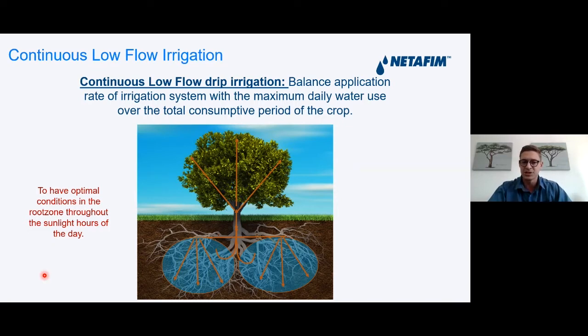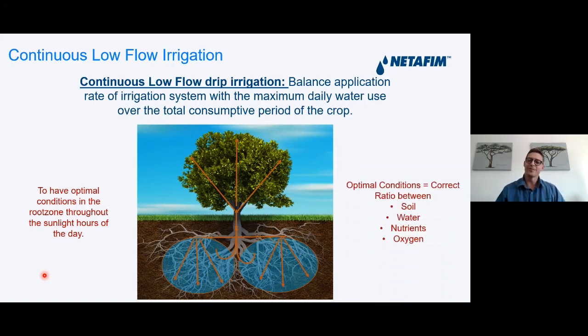So you might ask at this stage, what do we see as optimal conditions? It is a good question. Optimal conditions for me is the correct ratio between soil, water, nutrients, and oxygen. This ratio will obviously differ between different crops, different phenological stages, even different soil types. But if we can hit that sweet spot of correct water, nutrients, oxygen, and soil, then we can have optimal conditions for the tree, and the tree can reach its maximum potential at the end of the day. I hope this slide makes sense.